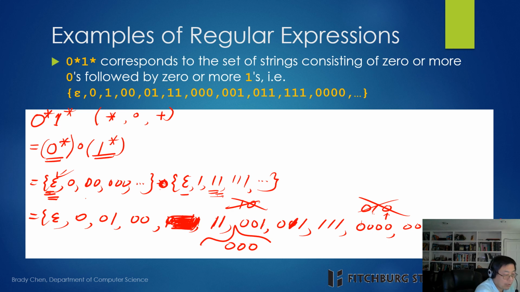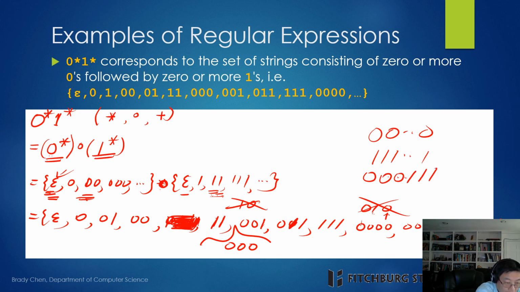Make sure you use the combination: pick an element from 0 star and an element from 1 star, and then use all combinations. Every string in this language has 0s at the beginning and 1s later. Or you have no 0s and all 1s, that's okay. Or you have all 0s without a 1. But if you have a combination of 0 and 1, always have 0 ahead of 1.